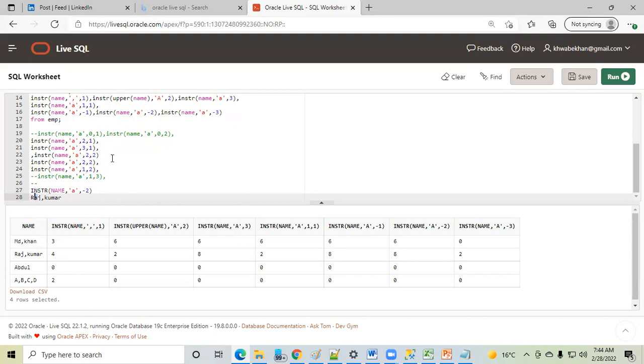Now, this is which position? From left or second? Second position. Then why is it showing 8 here? From backwards, it's looking. No. If it is looking backwards, then why has it shown 6 here? In this case, think over this very carefully. We are missing something.